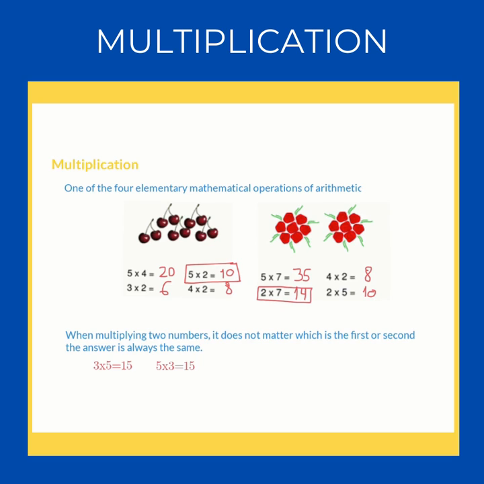So the second mathematical operation, which is 2 times 7 equals 14, represents the total number of roses. Now, as a note, I want you to know that when multiplying two numbers, it does not matter which is the first or the second. So the answer is always the same. If I multiply 3 times 5, this is equal to 15. And if I multiply 5 times 3, this is also equal to 15. So the order of the numbers does not matter at all.